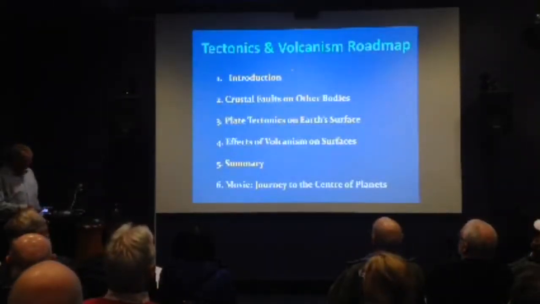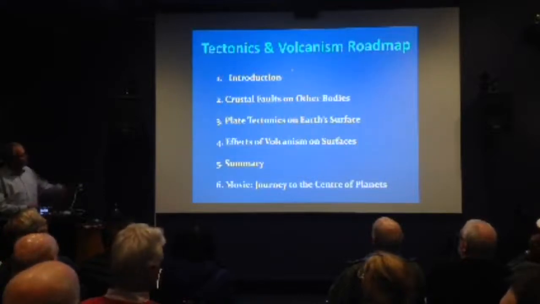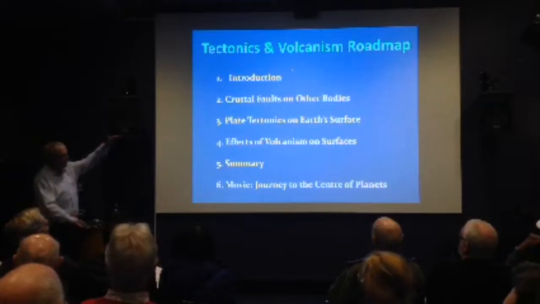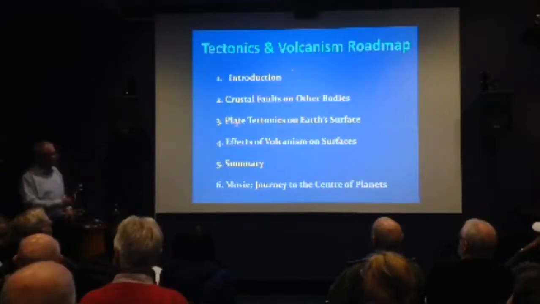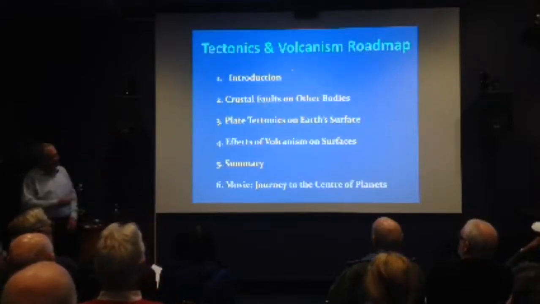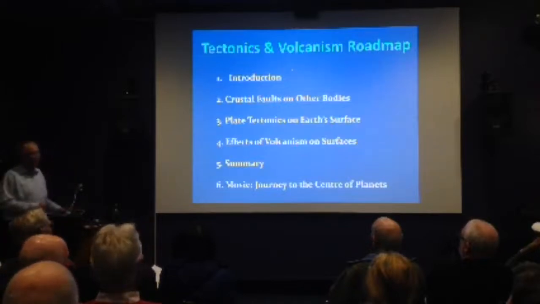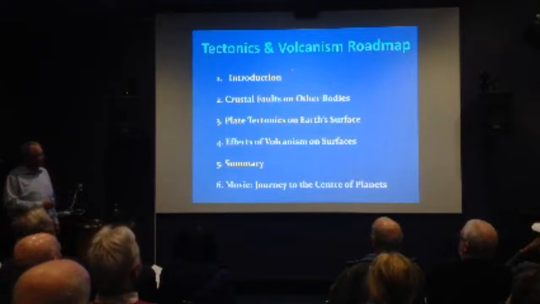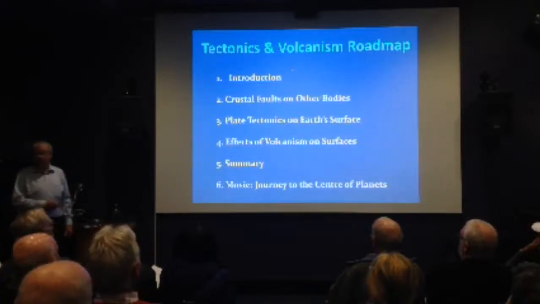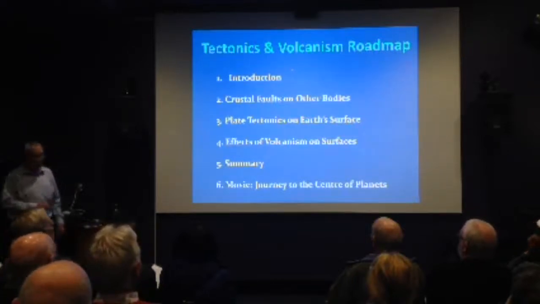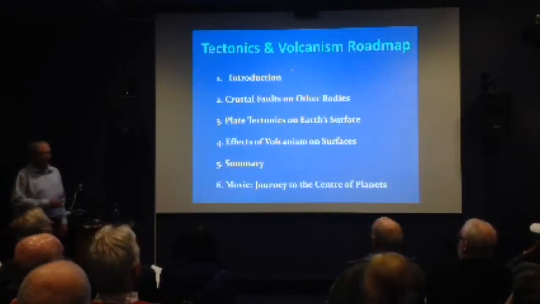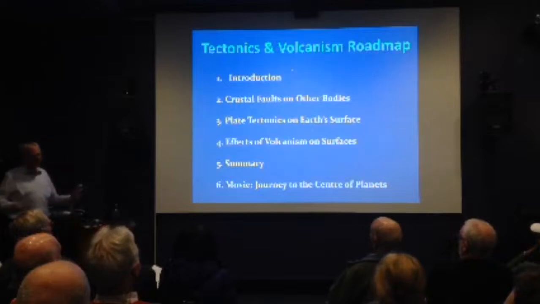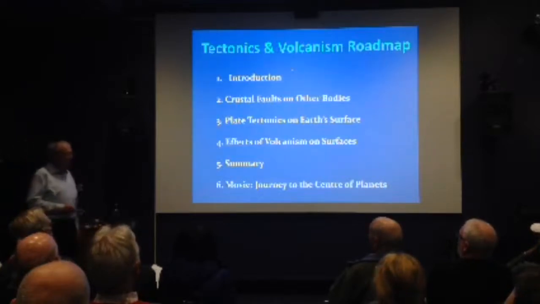So, I've just given you a bit of a roadmap on how we're going to organise tonight's talk. The talk's going to be framed by an introduction and a summary, and then there'll be three main parts. I've split it into crustal faults that occur on other bodies in the solar system, otherwise not the Earth. Then we're going to look at the Earth as a special case of its plate tectonics, and then we'll look at some of the effects that volcanoes have on the surfaces of terrestrial planets. That's going to take about 30-35 minutes, and I figure that's enough for me to talk, and certainly enough for you to listen to me.